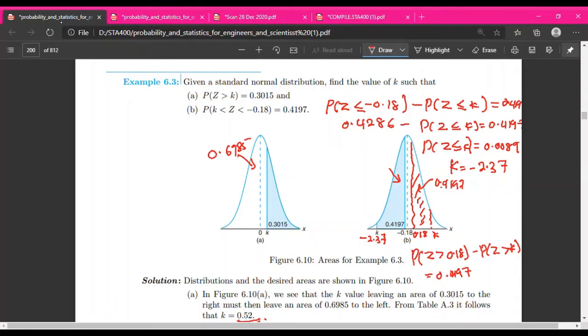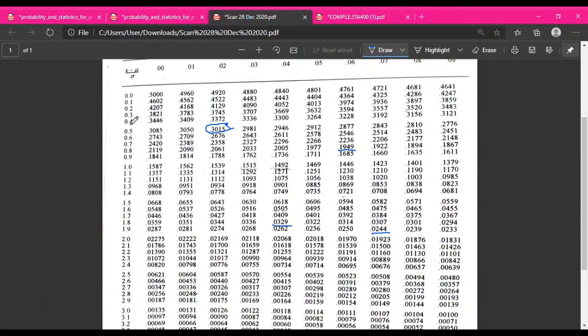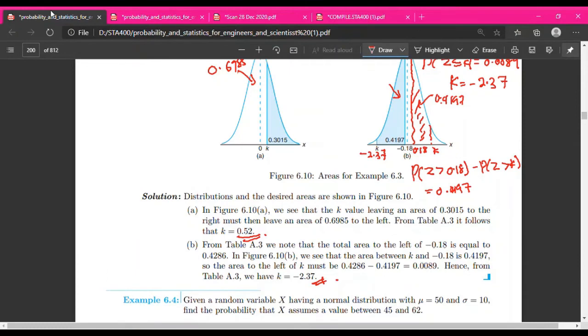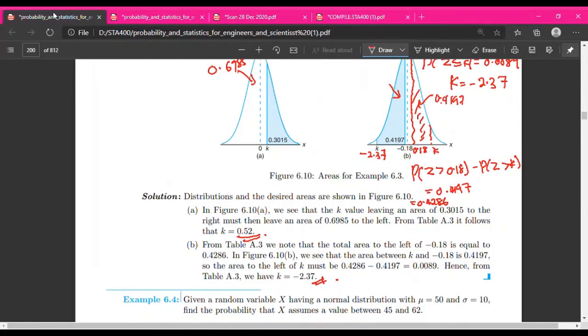Okay. So value Z 0.18 more than, so boleh ambil terus kat sini. More than 0.18. So the answer is 0.4286. So I place kat mana ya? Sinilah. 0.4286. Okay. Minus dengan probability of Z more than K. Kan sebelah sini more than 0.18 minus dengan more than K, dapatlah yang tengah ni. Okay. Equal to 0.4197. So macam tadi juga.